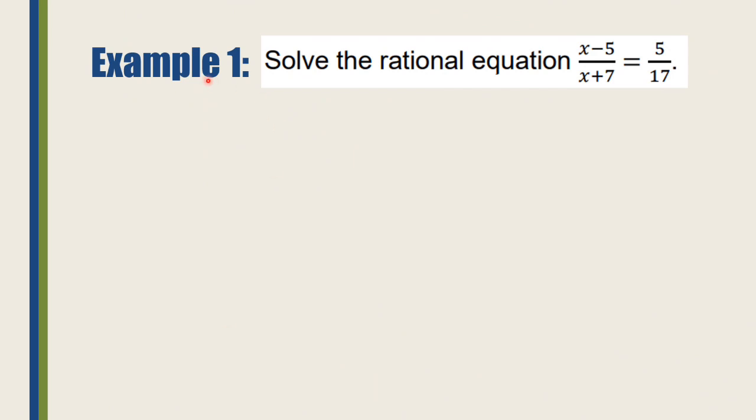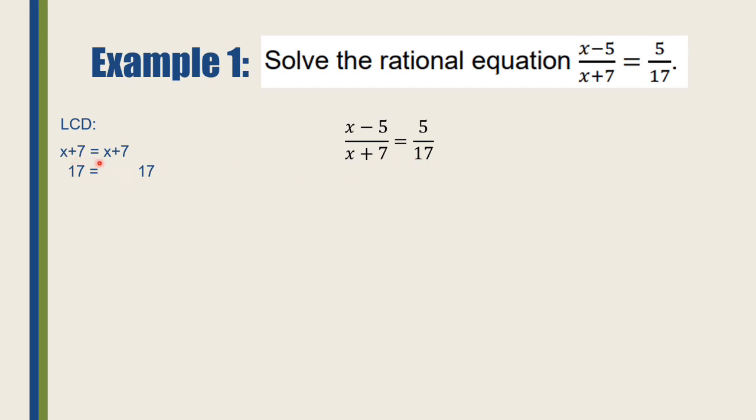Let's have example number 1. Solve the rational equation. x minus 5 all over x plus 7 is equal to 5 over 17. So we are going to solve the equation. We are going to find first the LCD, the least common denominator. So what are the denominators? We have x plus 7 and 17 here. x plus 7 and 17.